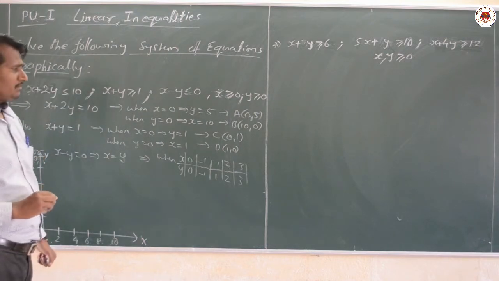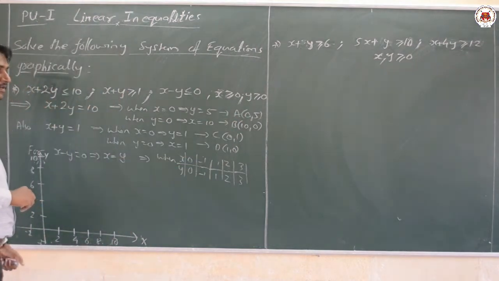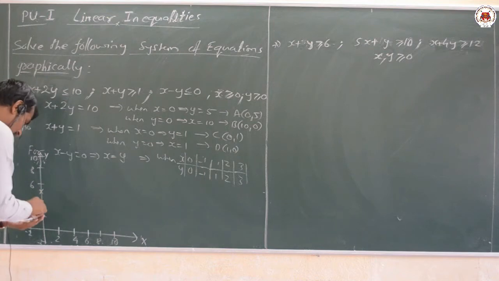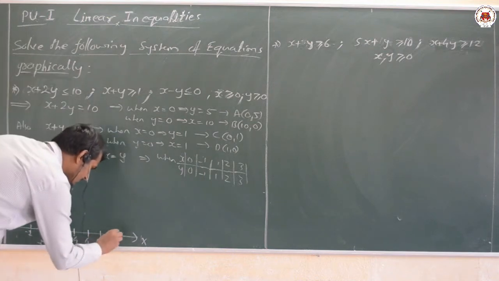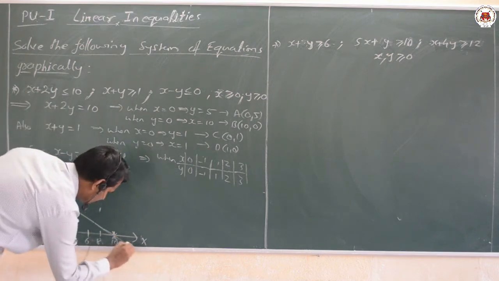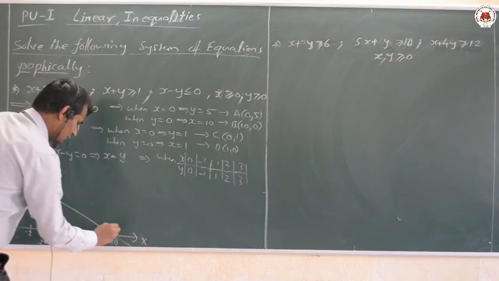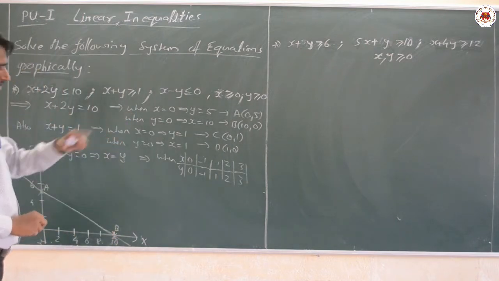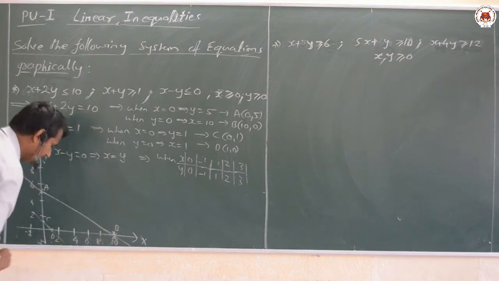Now let us look at the points here. The first point is A of (0, 5), which comes here. Then B of (10, 0). This is our B. I will join these two points. This is our AB line. Next comes C, which is (0, 1), and D, which is (1, 0). This is our CD line. This is our point C and this is our point D.